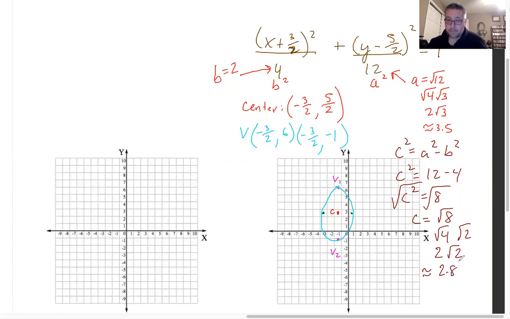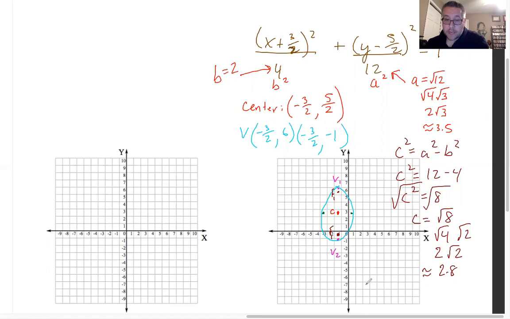So just shy of 3. So if I go almost 3 units from the center vertically, because that's the way the major axis goes, I'd go 1, 2, let's see, not quite 3, 1, 2. So it's real close. That's one of the focal points. And then 1, 2, not quite 3. There's the other one. Okay.